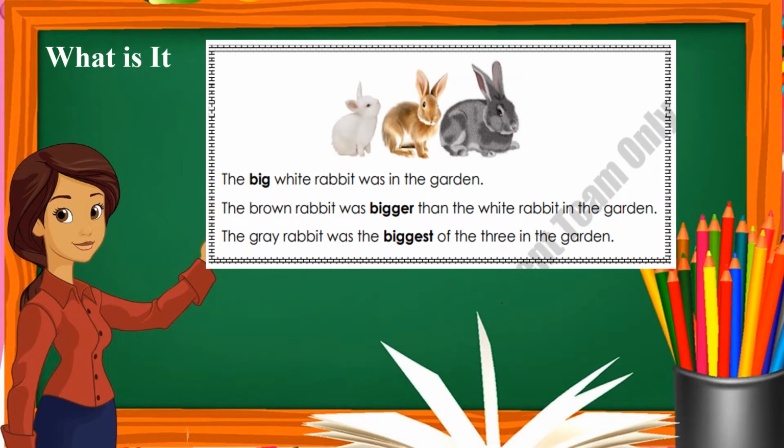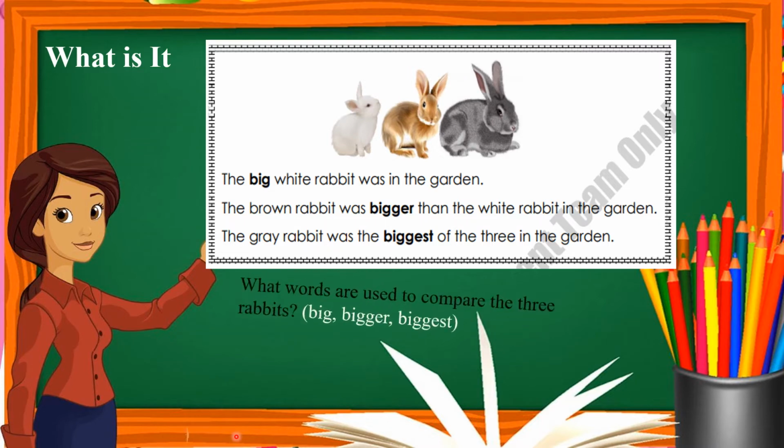Okay, here. Look at this one. The big white rabbit in a garden. Okay, everybody. The big white rabbit was in the garden. The brown rabbit was bigger than the white rabbit in the garden. The gray rabbit was the biggest of the three in the garden. Look, this is the white rabbit, the brown rabbit, and the gray rabbit. How many rabbits? Yes, there are 3 rabbits.